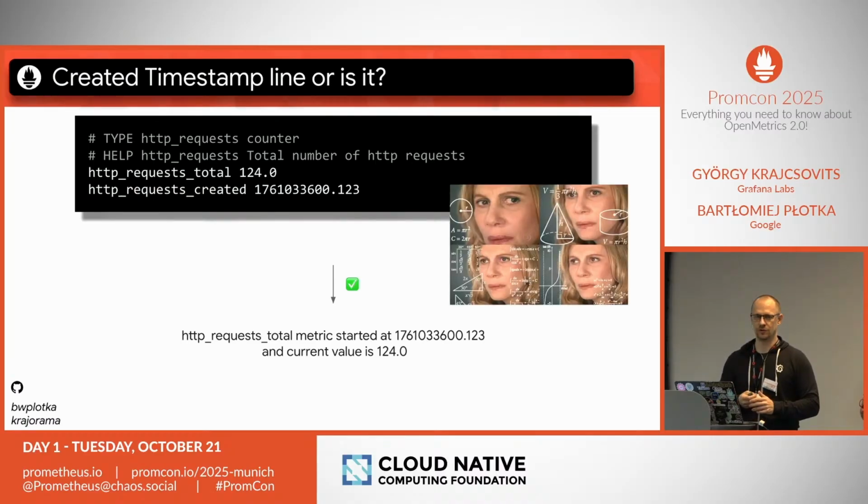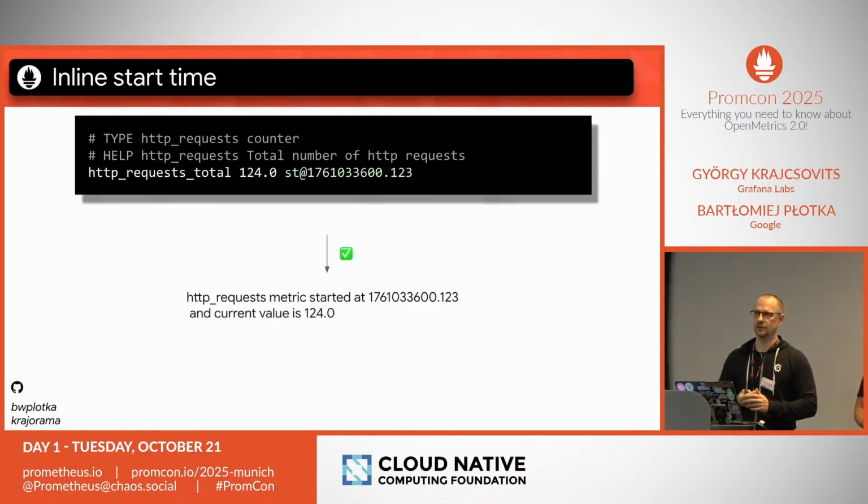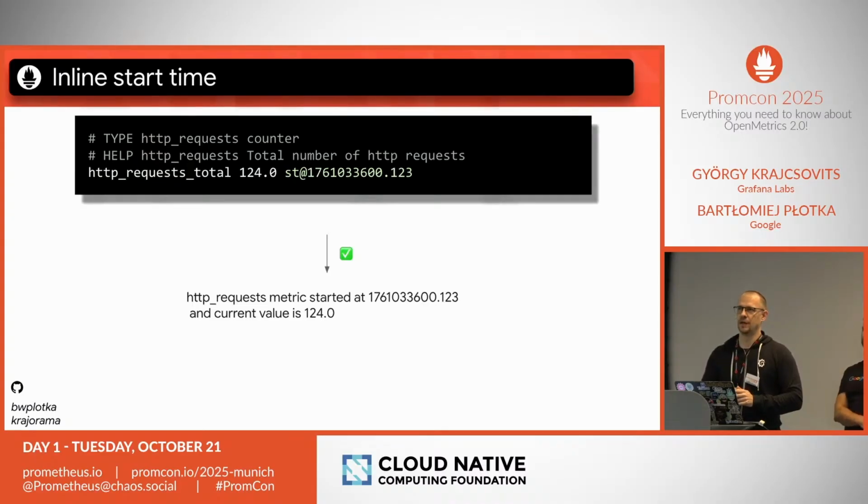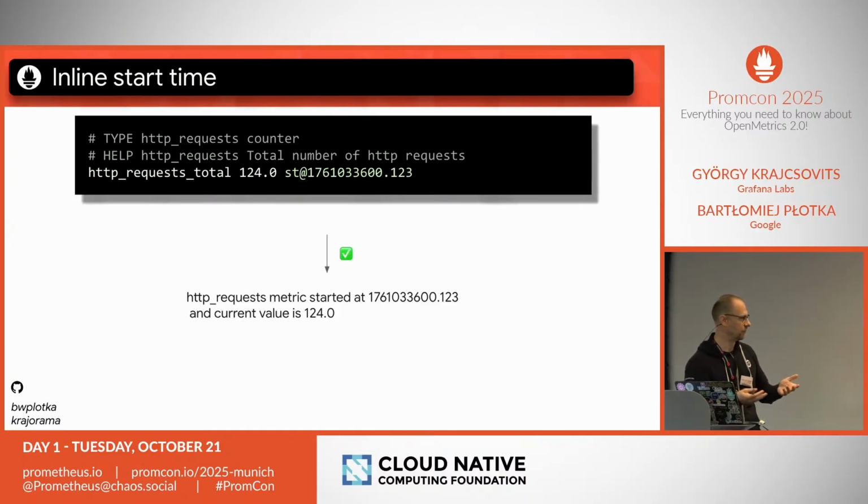Detecting this turned out to be super complicated, as Bartek already mentioned. So our proposal for OpenMetrics 2 is to turn this into a kind of tag in the line, as we did with exemplars and other timestamps. And it would probably be st at and the timestamp, to be short. St for start time, because that's a bit more widespread as a notion, as a standard.